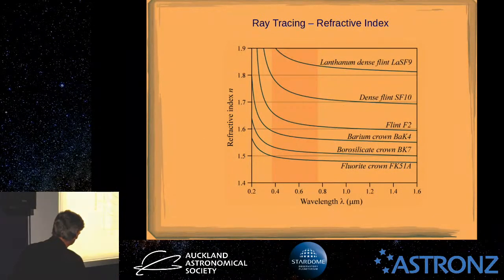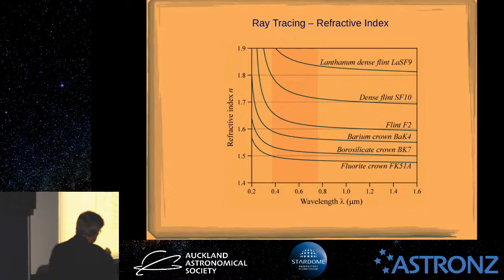And this chart is just showing that there's a whole lot of different kinds of glass that are used in lenses and cameras and telescopes and eyepieces. And this is showing you the wavelength along the bottom and then the refractive index on the top. And you see each glass has quite a different curve of the refractive index.